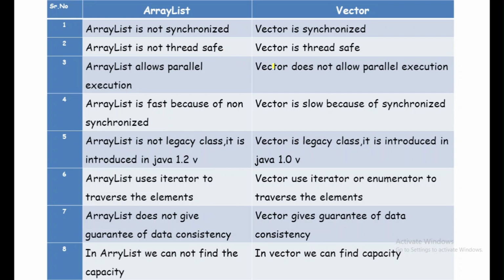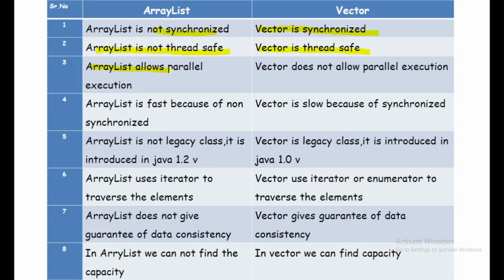Next, the difference between ArrayList and Vector. ArrayList is not synchronized and Vector is synchronized. That means at a time only one thread is allowed to operate on a Vector object. So here ArrayList is not thread safe. Multiple threads can operate on the ArrayList object, that's why it is not thread safe. But Vector is thread safe because at a time only one thread is allowed to operate on the Vector object.